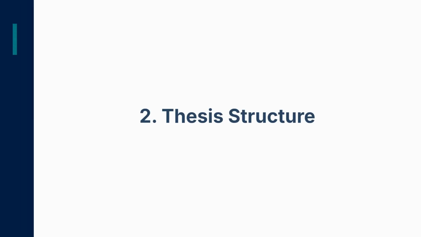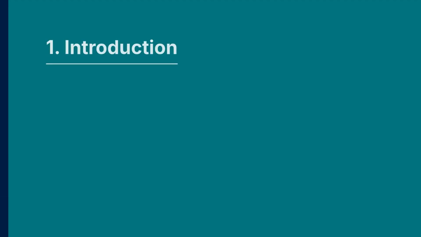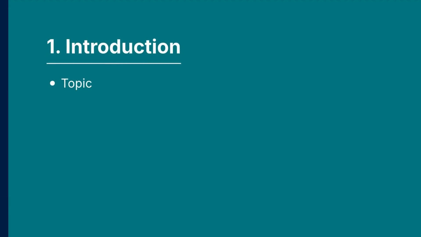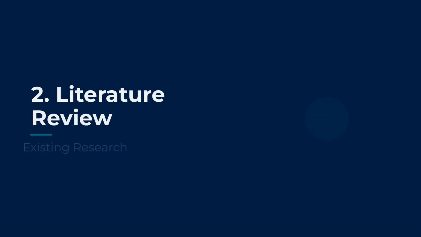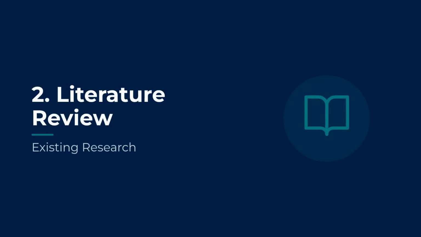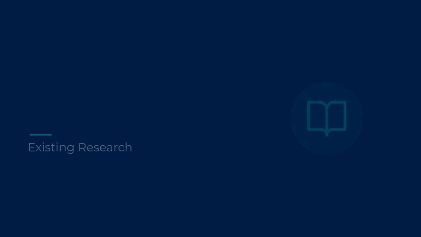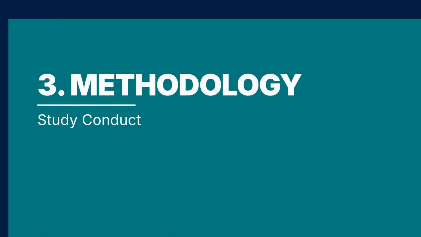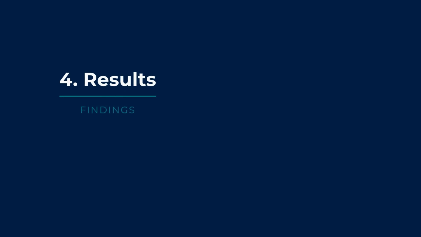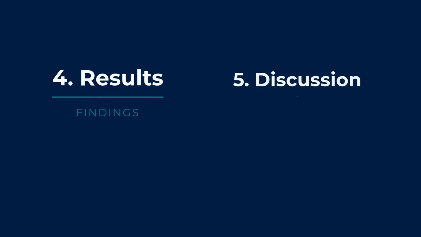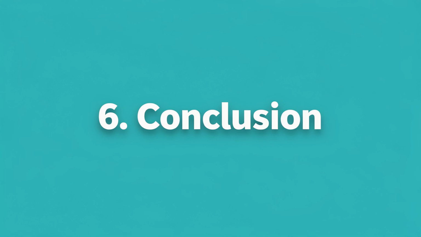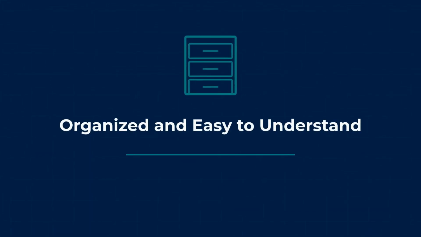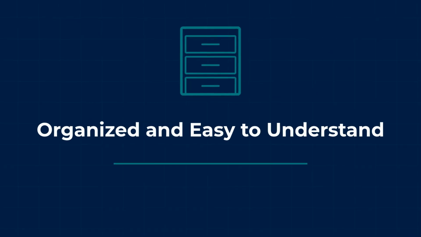A thesis follows a clear structure. You begin with an introduction where you explain the topic, problem, and purpose. Then comes the literature review, where you discuss what other researchers have already done. After that, the methodology explains how you conducted your study. Then you present your results, followed by a discussion where you explain what those results mean. Finally, you end with a conclusion. Following this structure is very important because it keeps your work organized and easy to understand.